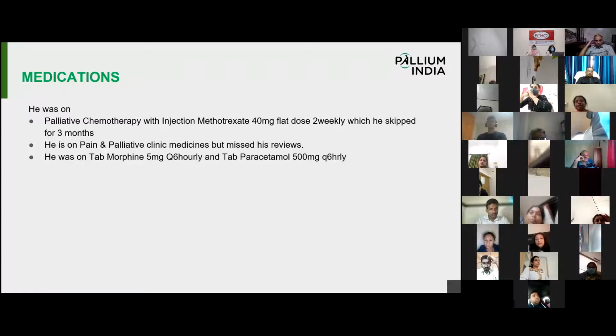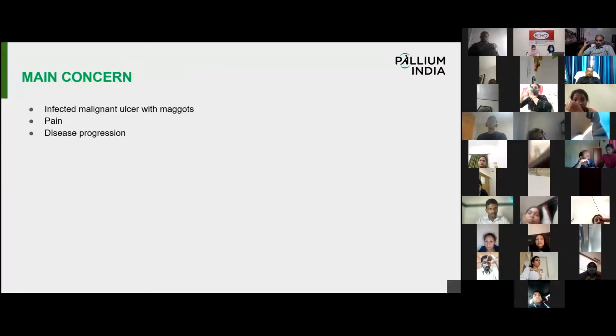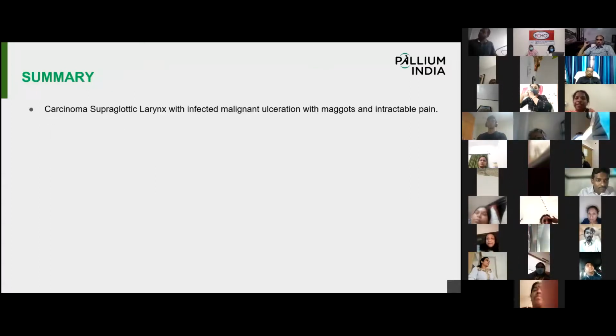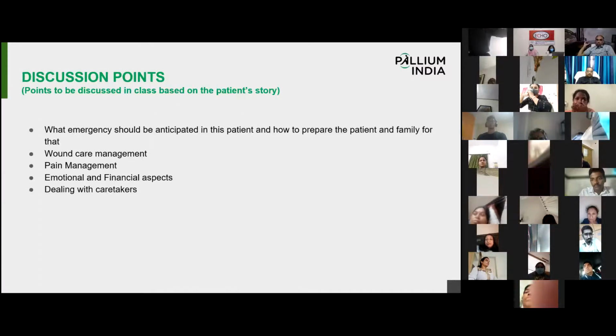Medication, apart from the palliative chemotherapy with injection methotrexate, he's also on pain and palliative clinic medicines, but he had missed his review. He was on tab morphine and tab paracetamol. So the main concerns are the infected malignant ulcer with maggots, disease progression, and also pain. So coming to the summary, carcinoma supraglottic larynx with infected malignant ulceration with maggots and intractable pain.